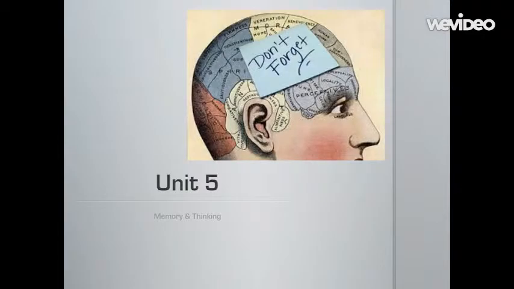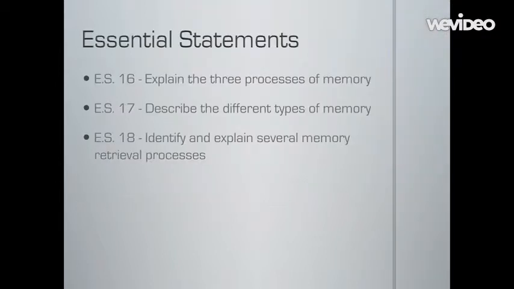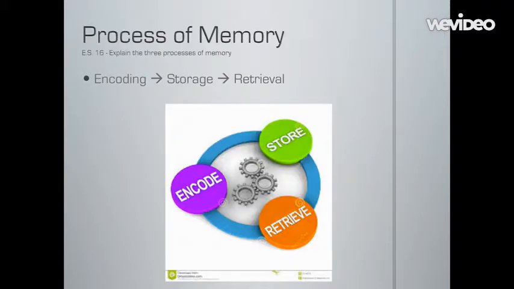In Unit 5, we're going to take a look at memory and thinking and how we process what we see, and how we store it and how we eventually retrieve what we have stored in our memory. To begin with, those are your three essential statements we're going to take a look at. The first being the process of memory. Think of it as a giant wheel that's going around in your brain. You encode it, you store it, and then you retrieve it.